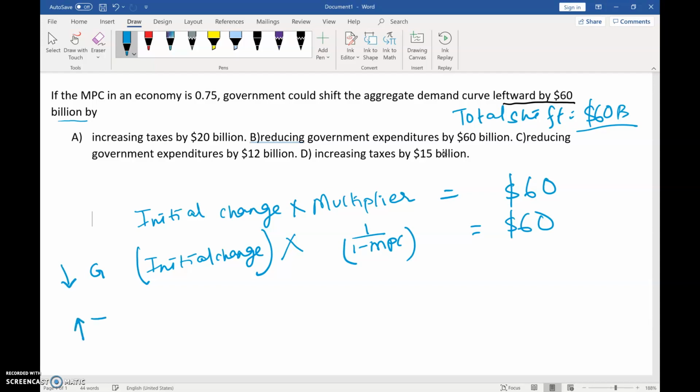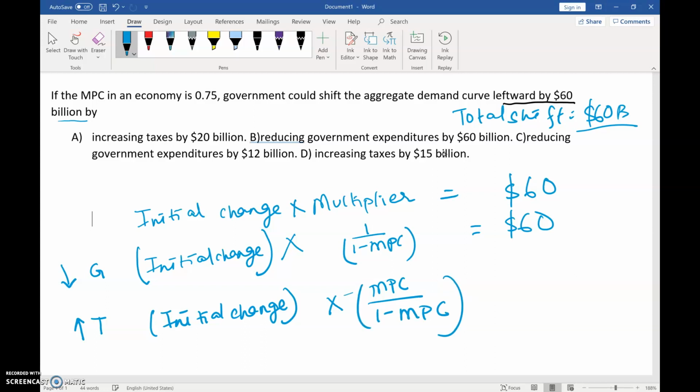Now what happens if the government is trying to increase taxes? There is another way to lower the aggregate demand. This is initial change times MPC over 1 minus MPC. This is the tax multiplier, and this whole thing is equal to 60. Now this one is equal to 1 over 1 minus MPC. That means 1 over 1 minus 0.75. This is going to be equal to 4.